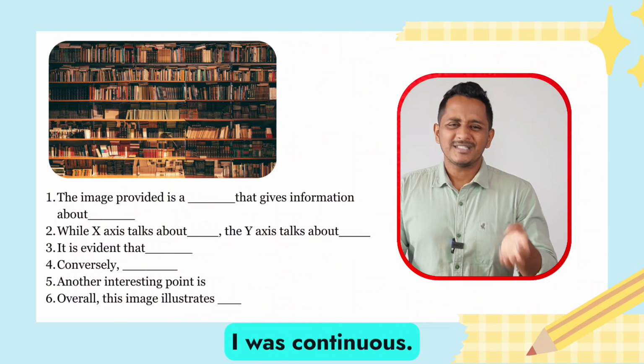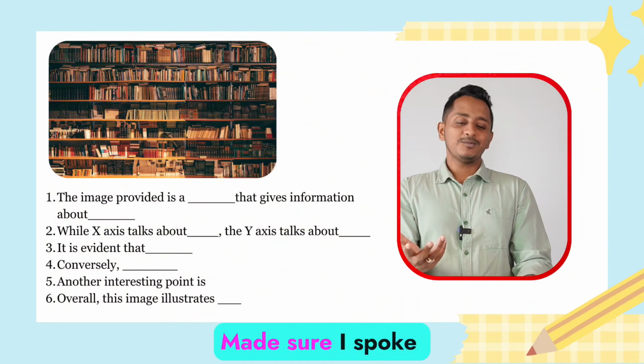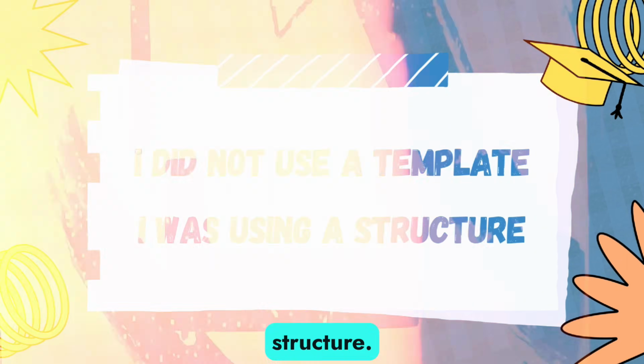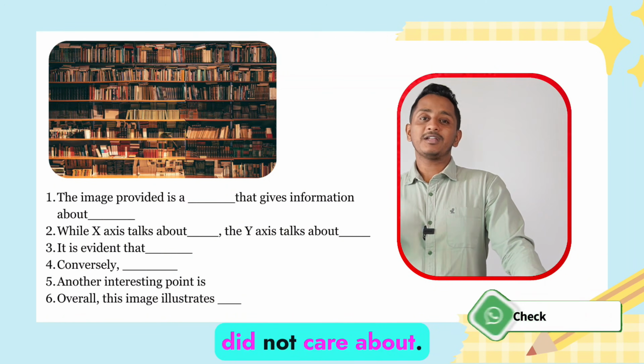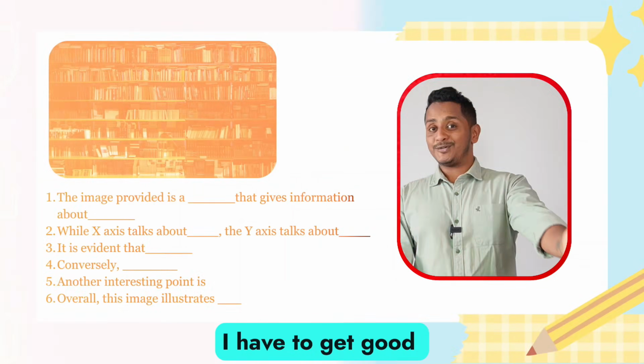I was continuous. I know I did not make complete sense, but I made sure I spoke from the image. I have to get good scores. I did not use a template. I was using a structure. My grammar, logic, I did not care about. All I cared about was content, fluency and pronunciation. I have to get good scores.